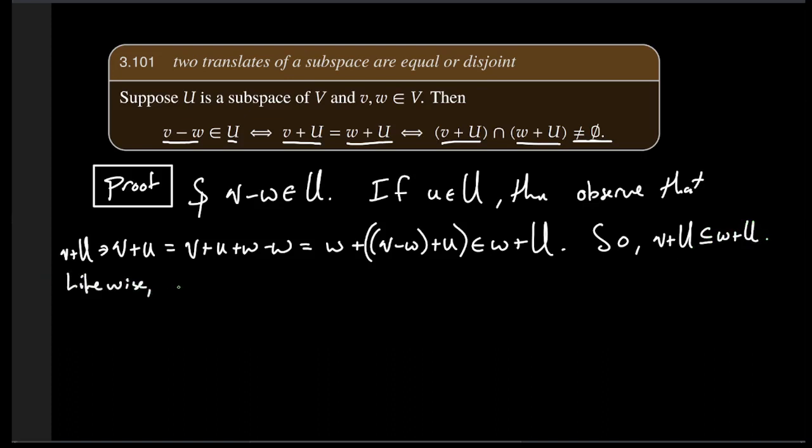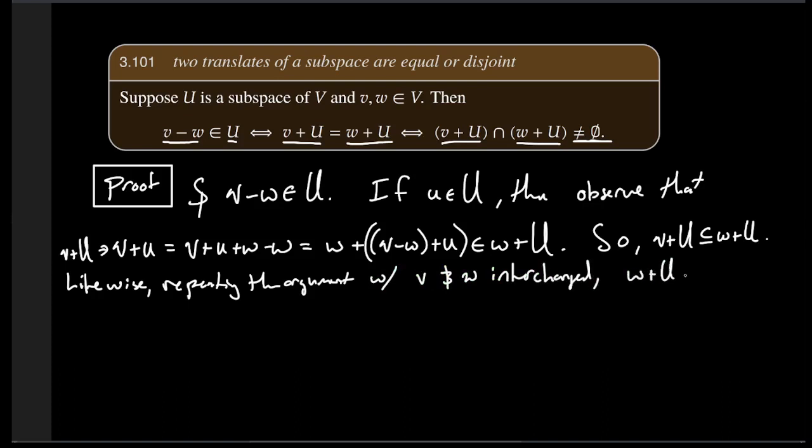Likewise, repeating the argument with v and w interchanged, w plus big U is contained in v plus big U. So we have shown v minus w in U implies that v plus U equals w plus U. Oh, okay. Nice.